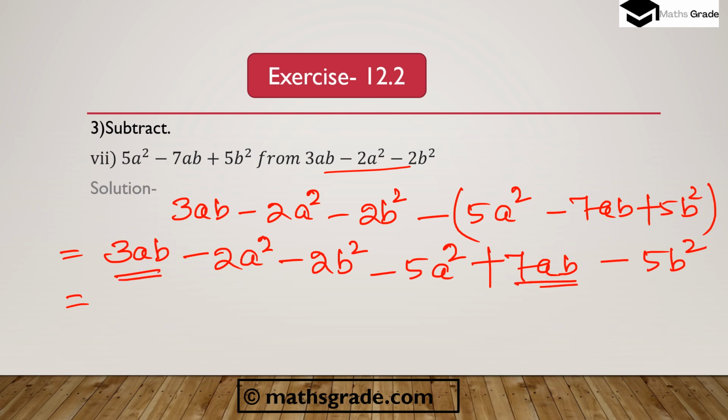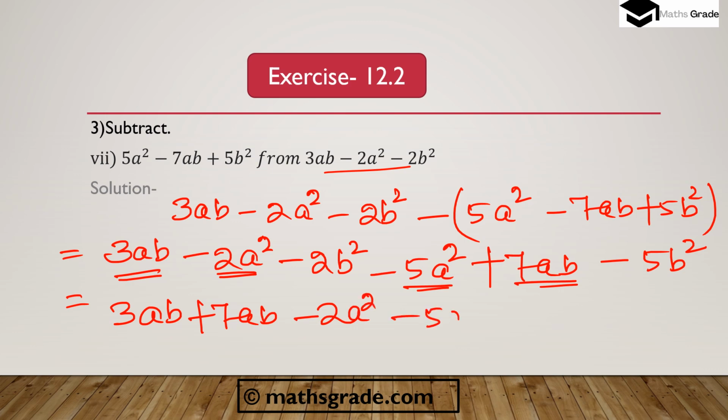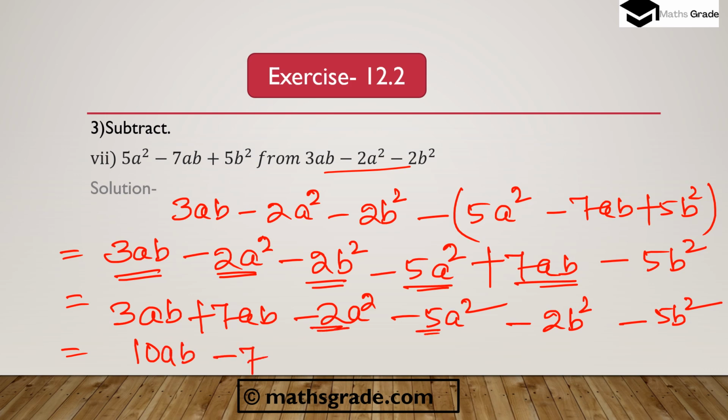Now 3ab plus 7ab. Arrange the like terms together: 3ab plus 7ab, and minus 2a square minus 5a square, similar like terms, and arrange the like terms minus 2b square and minus 5b square. So 3ab plus 7ab: 3 plus 7 is 10, 10 multiplied with ab is 10ab. And minus 2 minus 5 is minus 7a square. And minus 2 minus 5 is minus 7b square. So subtracting 5a square minus 7ab plus 5b square from 3ab minus 2a square minus 2b square gives 10ab minus 7a square minus 7b square.